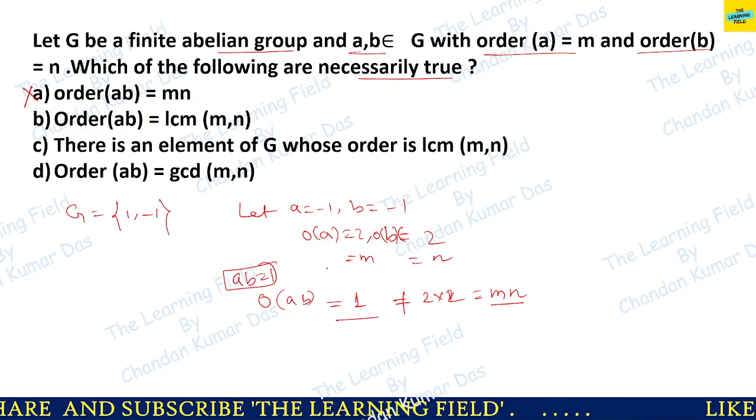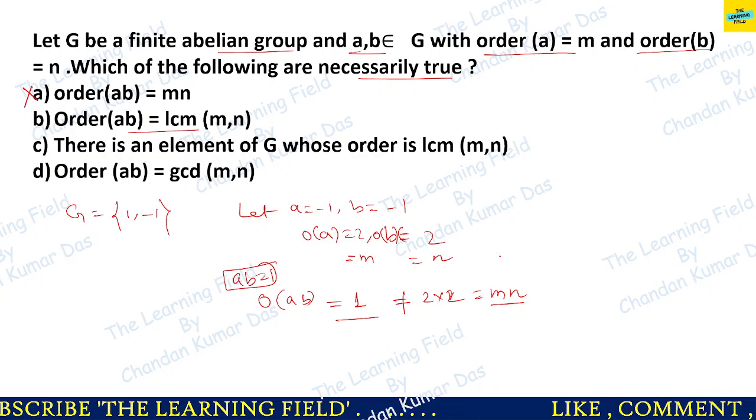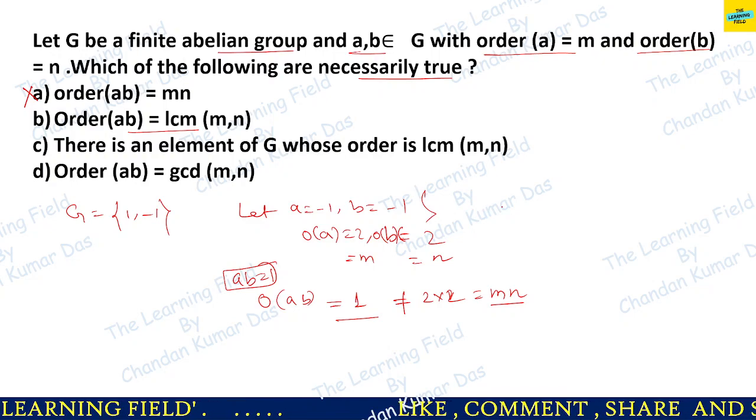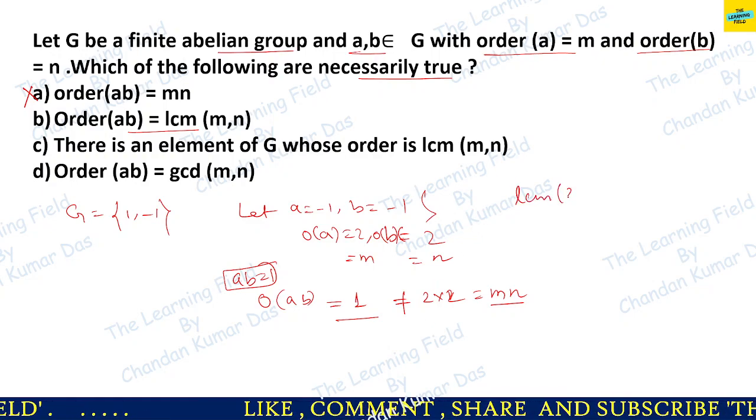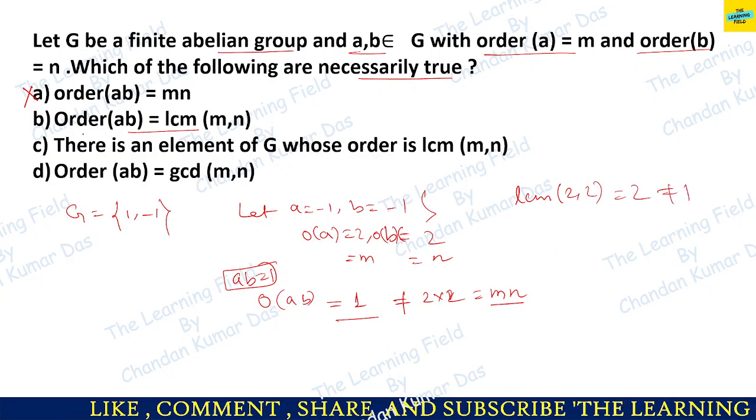ओके, नाउ इट सेज ऑर्डर ऑफ ab इक्वल टू LCM ऑफ m n. नो, ये जो एग्जाम्पल है इससे ही डिस्कार्ड हो जाएगा क्योंकि यहाँ पर ऑर्डर ऑफ ab इक्वल टू क्या है, 1 है एंड LCM ऑफ m n मीन्स 2 and 2, दिस इज इक्वल टू 2 विच इज नॉट इक्वल टू 1, सो ये भी डिस्कार्ड हो गया.